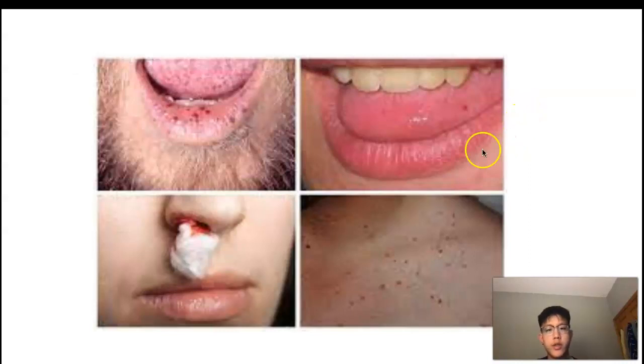So as you can see, here are some pictures of the symptoms and the characteristics of HHT, the red marks that I was talking about, and also the nosebleed, hemorrhaging, the blood shunting. That is really just captured by these four pictures.